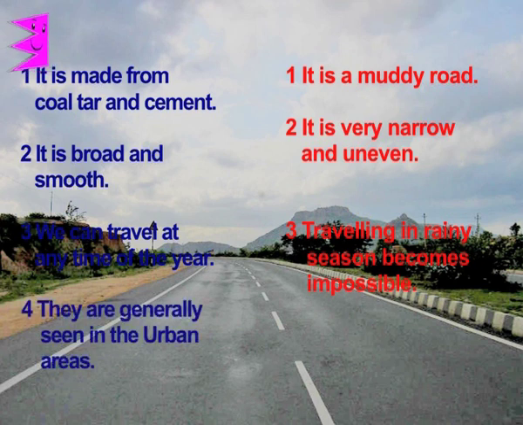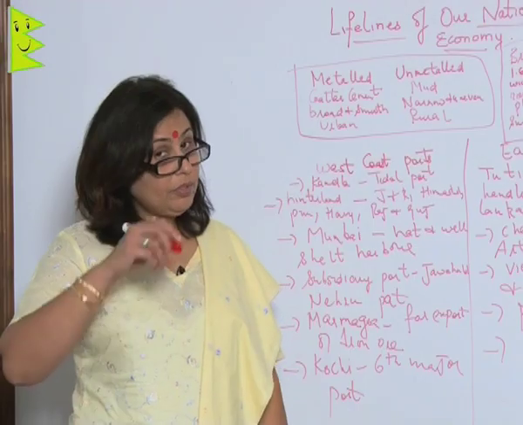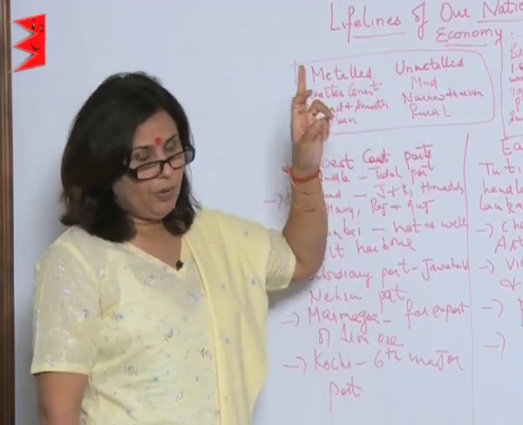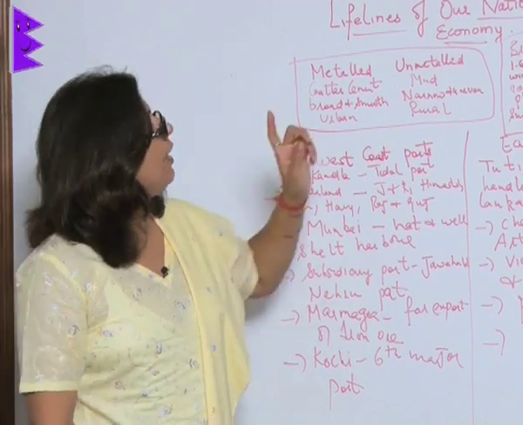Then metalled roads are generally seen in the cities, in the urban areas, and most of the villages, the rural areas, have unmetalled roads. Quickly draw the symbol yourself of the metalled and the unmetalled road and try and recollect what we taught in class 6.